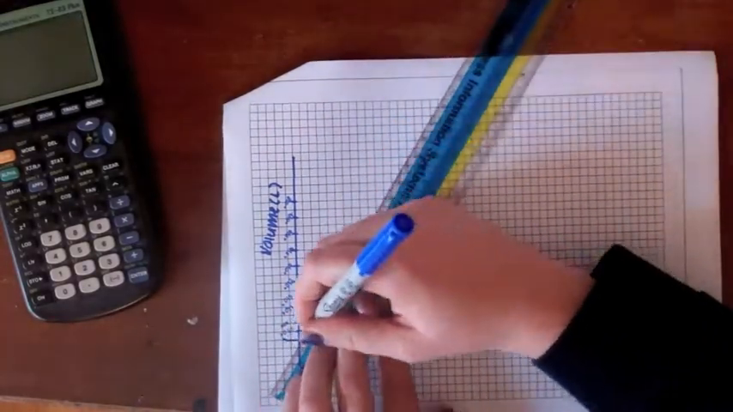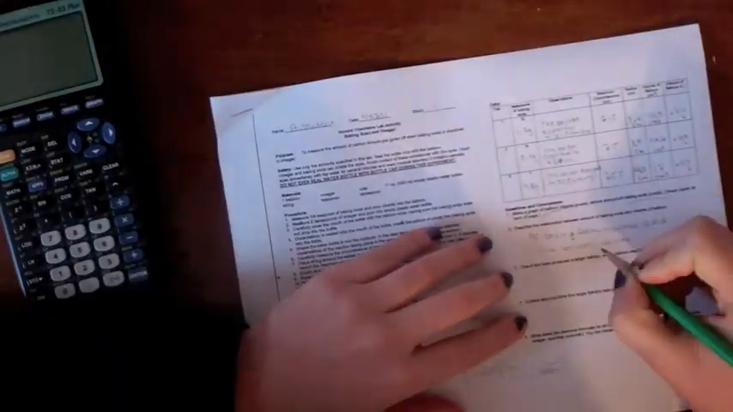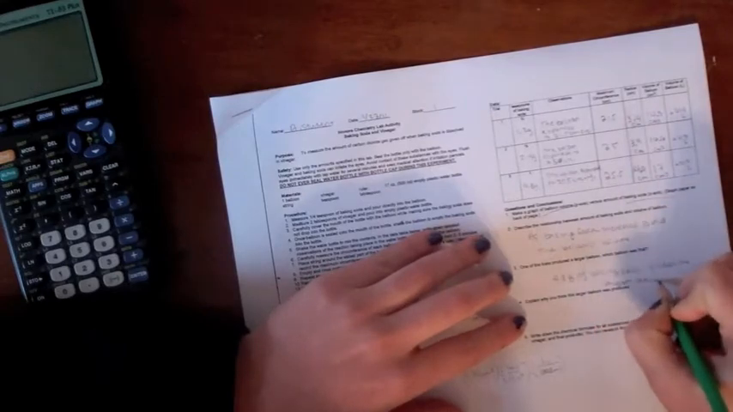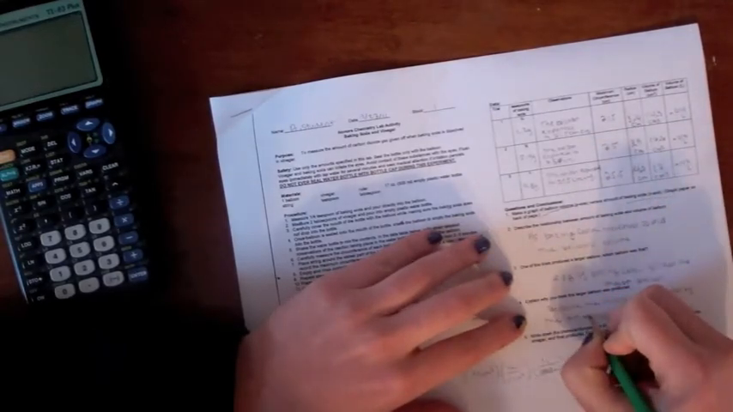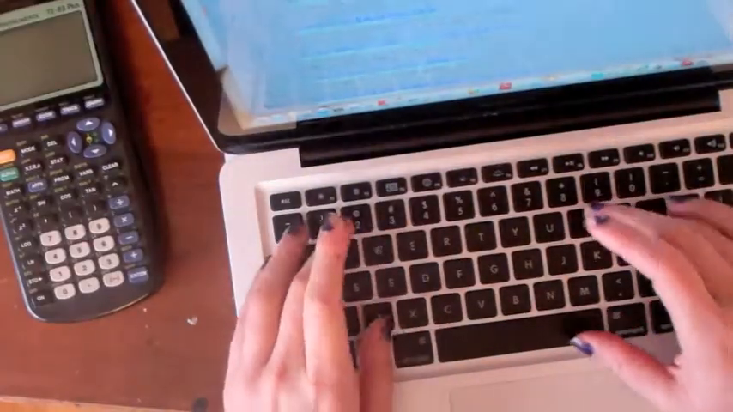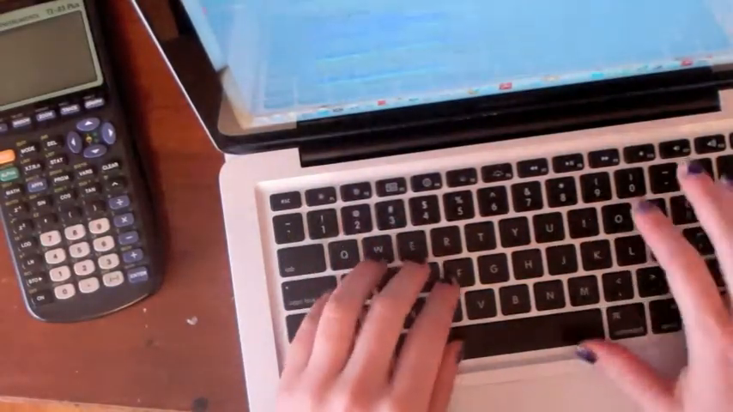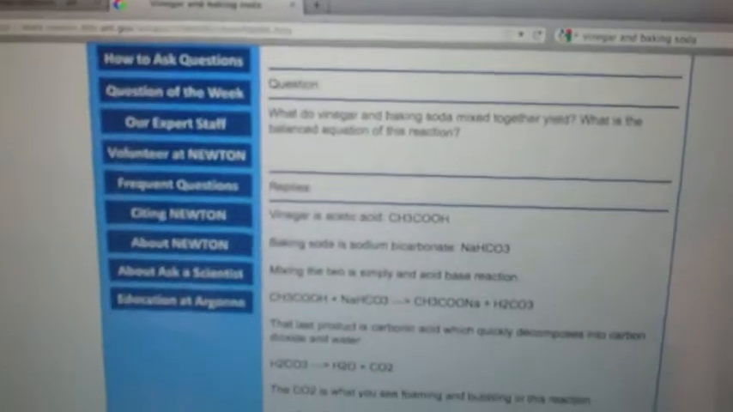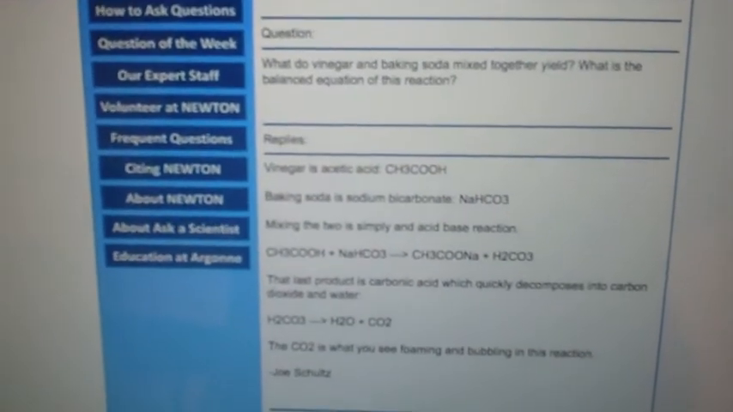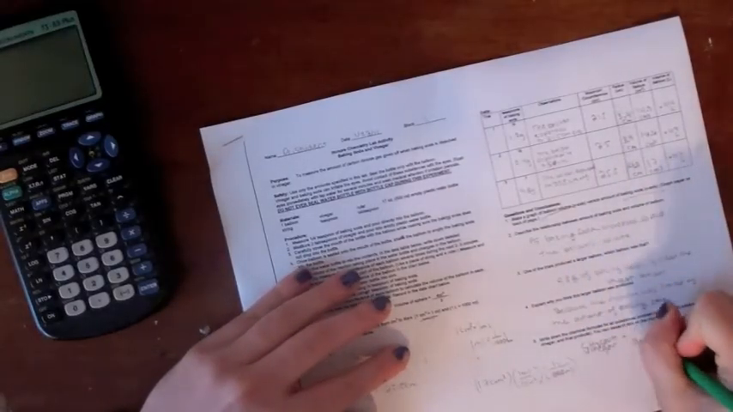The next questions ask to describe the relationship between the amount of baking soda and the volume of the balloon. They also ask which trial produced the largest balloon and why that was. An additional question involves some research on the computer to determine what the chemical formula is for this entire reaction. I'm writing in the formula here.